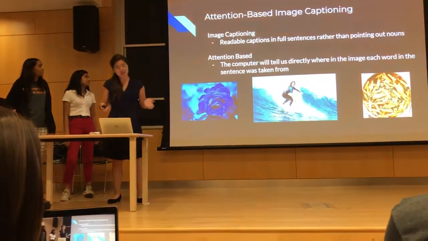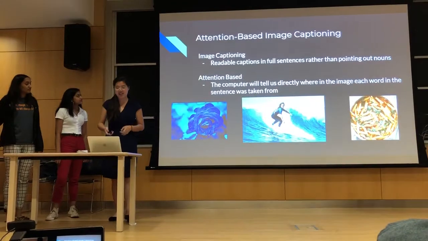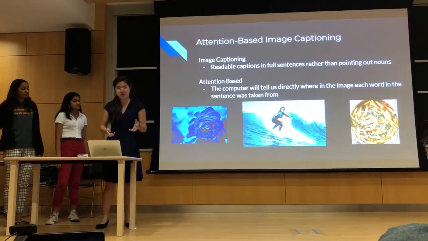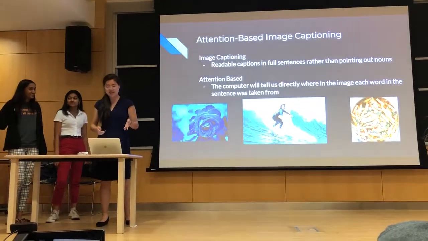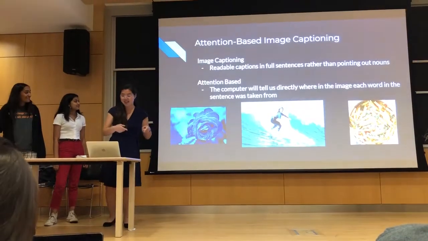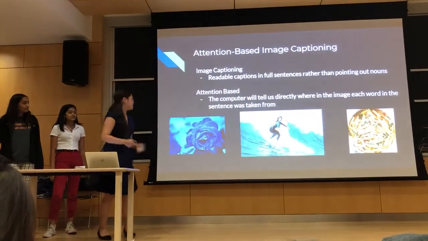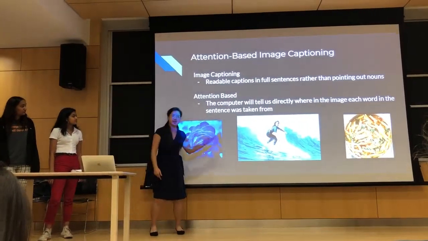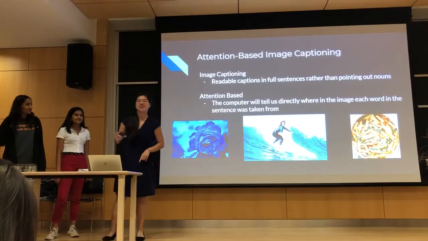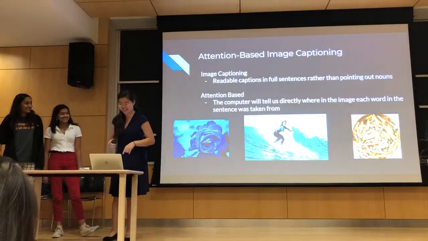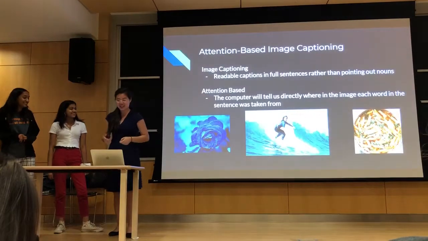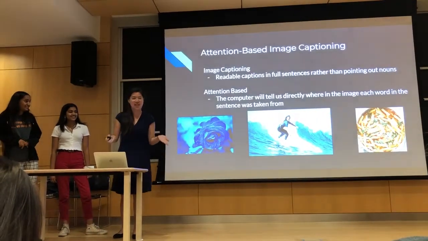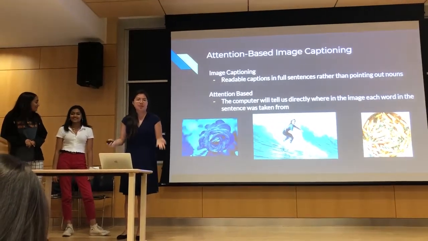So what are we doing with attention-based image captioning? Essentially, long story short, we're taking an image and creating a caption out of that. And it's not just boxes, like, here's a flower, here's a person, here's a wave. No, we're not just making boxes. We're making an actual sentence, a readable sentence that a child could pronounce at maybe a young age, like 2 or 3.